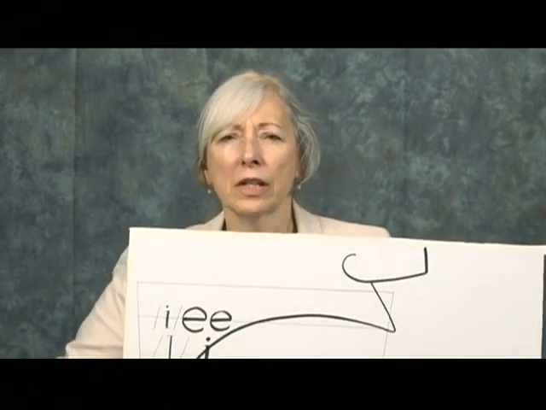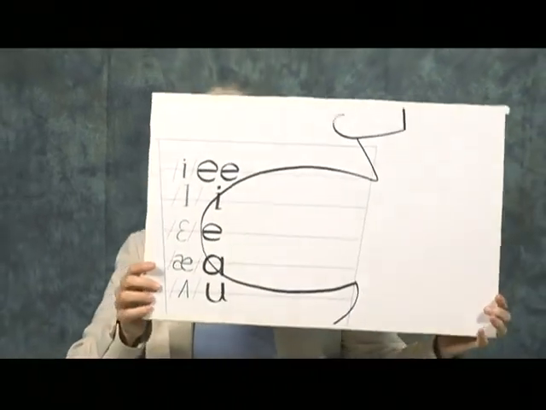Now we're going to talk about vowel height. You know by now that vowels are written A, E, I, O, U, and sometimes Y. What you might not know is that there are differences in what we call height.